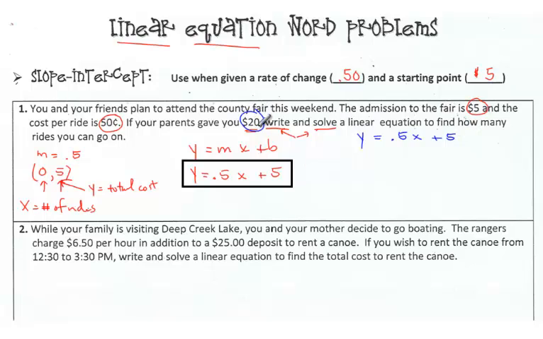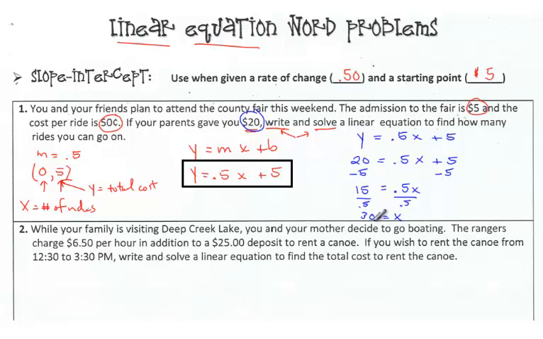I have to figure out where to plug $20 in. That's where understanding what your x and your y are is very helpful. $20 is how much your parents gave you, so that's going to be your total cost. I'm going to plug it in for y. I want to solve for x, the number of rides I should go on. I'm going to use my inverse operations. If I pay $5 admission, that means I have $15 left to spend on rides. If it's 50 cents per ride, then I should be able to go on 30 rides.